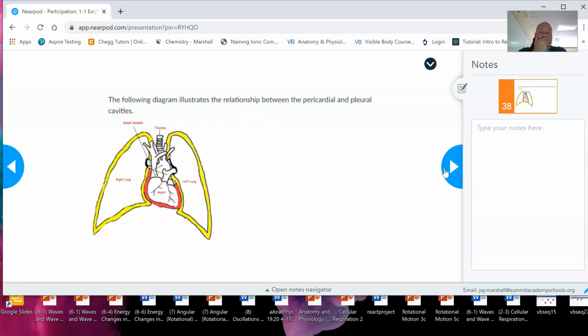And then just one last slide here to show some relationships. I've got the lungs and the heart here, and I just wanted you to see the relationship of the pericardial sac, or the pericardial cavity, to the pleural cavities. They're just right next door to each other. So I've got the heart inside the pericardial cavity, and the lungs inside the pleural cavities there.